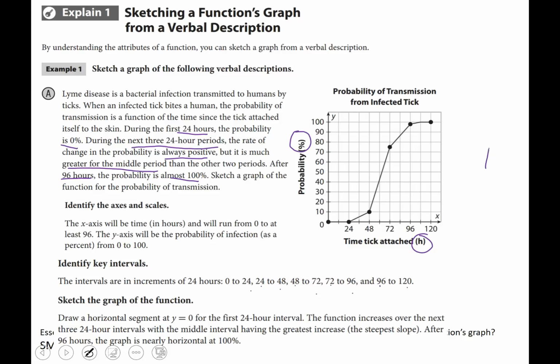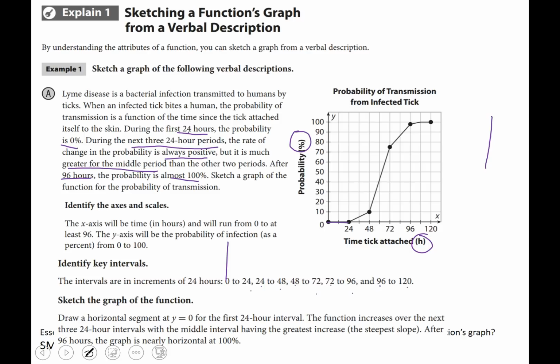So now we're supposed to sketch the graph of the function. Draw a horizontal segment from y equals 0 for the first 24-hour period, and that came from here. The first 24 hours, the percent chance is 0. So we're going to draw a horizontal. And notice they did every other mark was their 24-hour period.